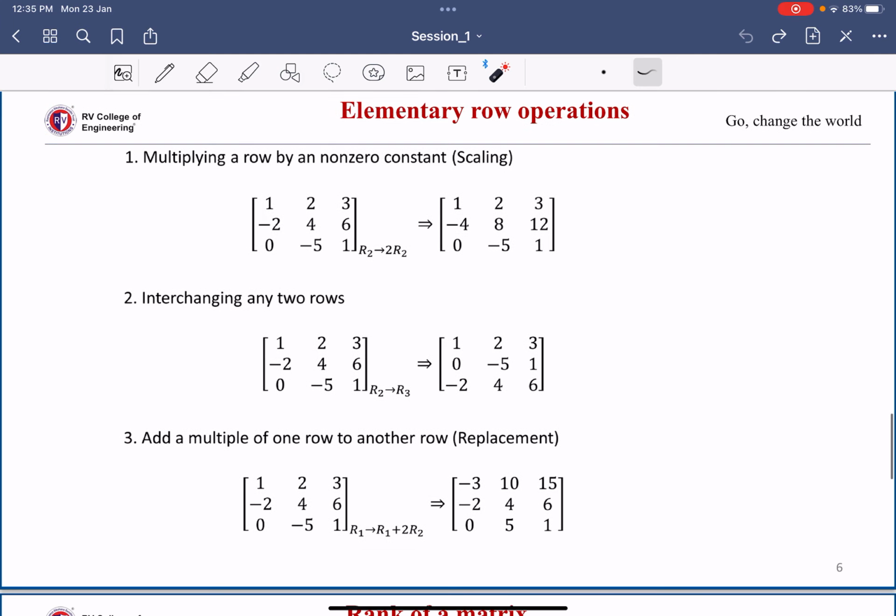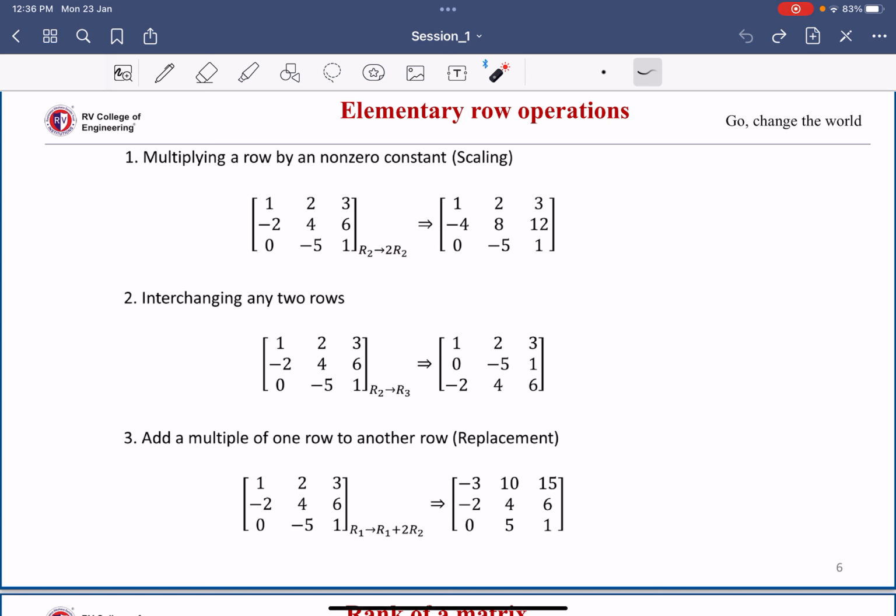Coming to elementary row operations or row transformations of a matrix, there are three types of row transformations. The first transformation is multiplying a row by a non-zero constant, which we call scaling. So I have considered a random matrix with elements 1, 2, 3, minus 2, 4, 6, 0, minus 5, 1. I am applying the row transformation R2 multiplied by the constant 2.